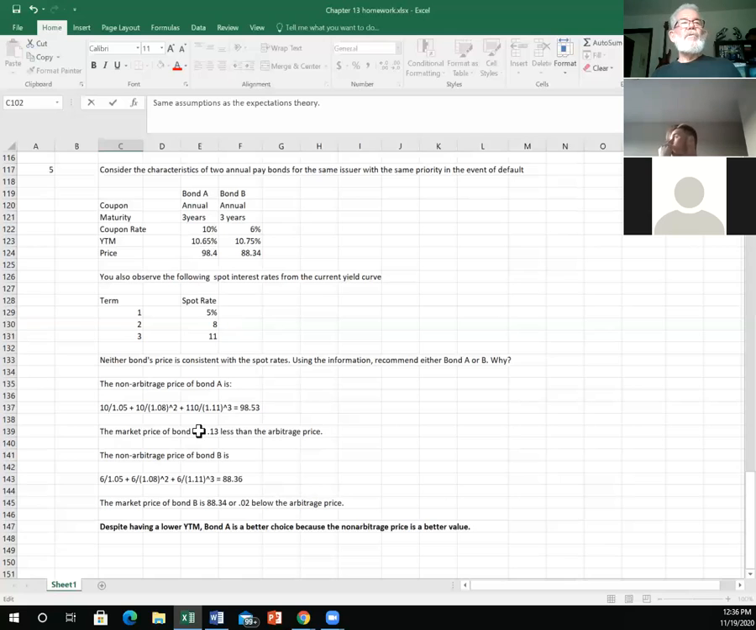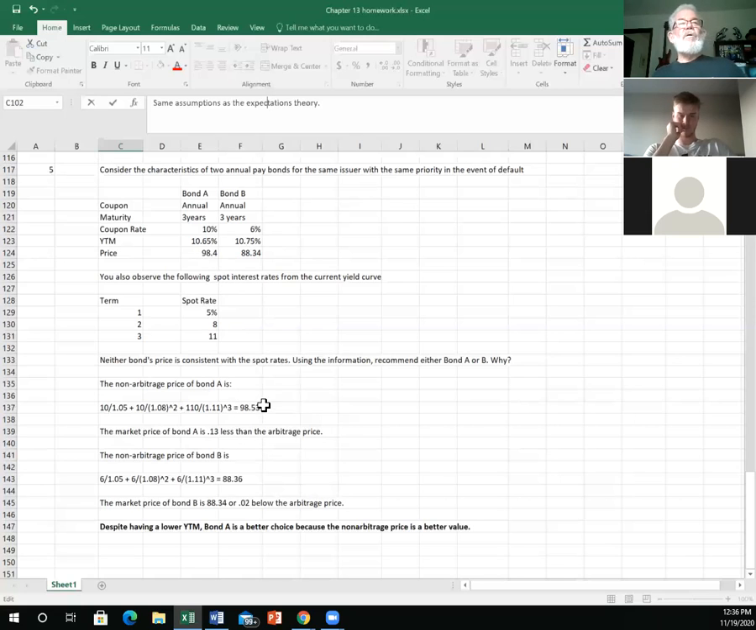We look at B, we do the same thing, and we find out that its non-arbitrage price is 88.36. 88.36 is only 2 cents difference from what it's priced at in the market today. So it's only going to go up 2 cents. So even though it's got a higher yield to maturity today, as these interest rates come into play over the next 3 years, bond A would be a better buy right now because we'll make a little more money.